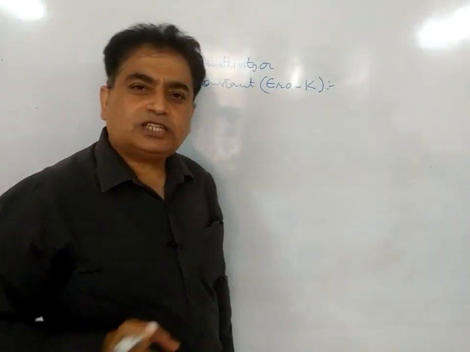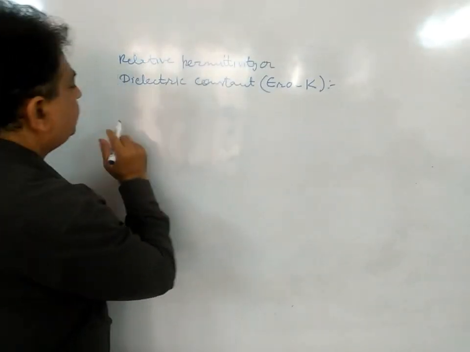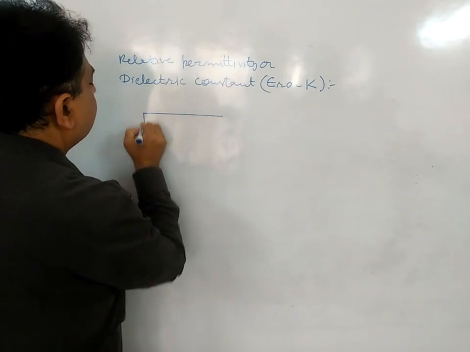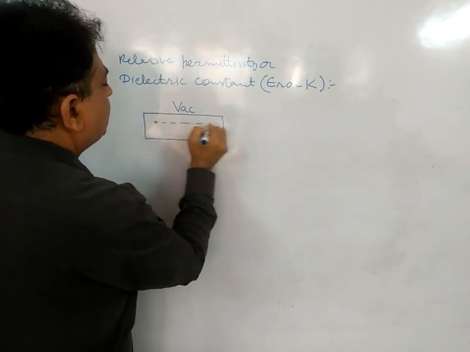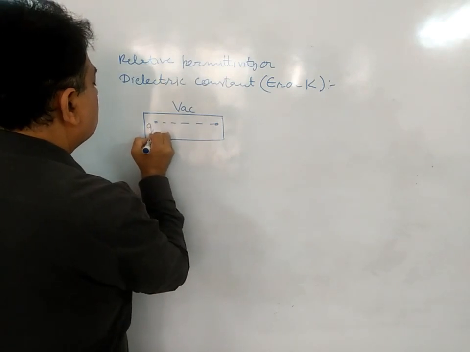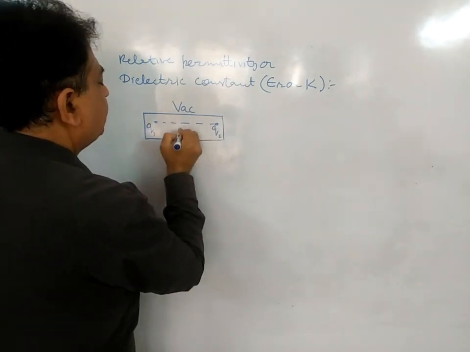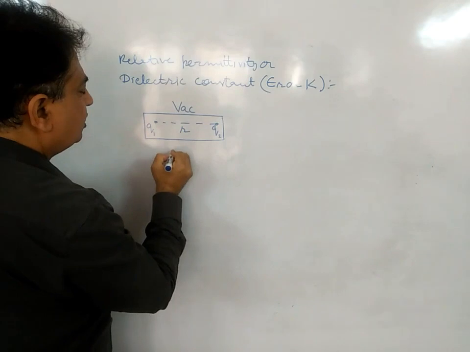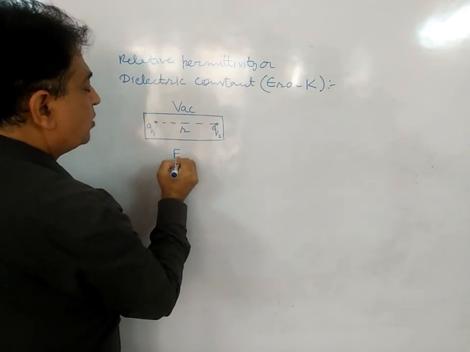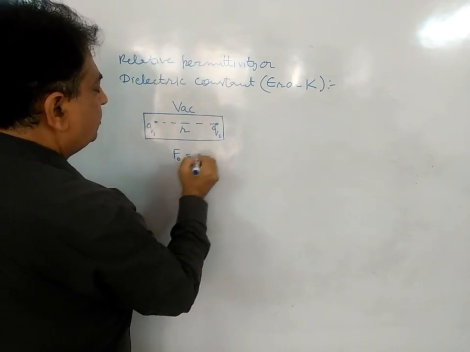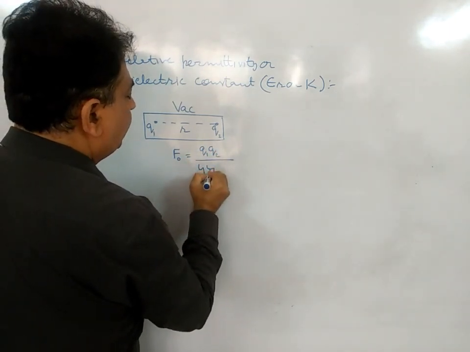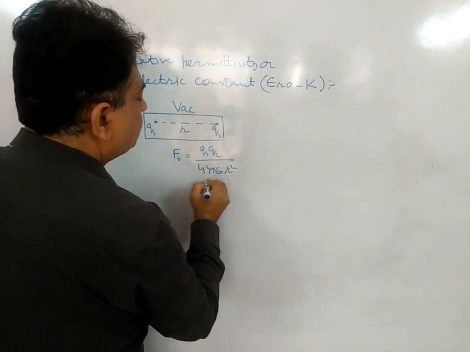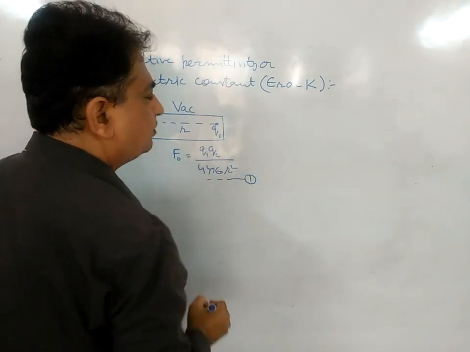To understand the concept of relative permittivity, if we take the vacuum here, we place the 2 point charges q1 and q2 separated by a certain distance r, then the force of interaction between the 2 point charges, F0, will be equal to q1 q2 divided by 4 pi epsilon naught r square. This is equation number 1.